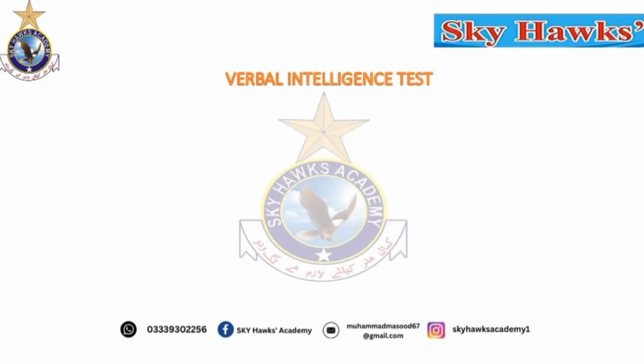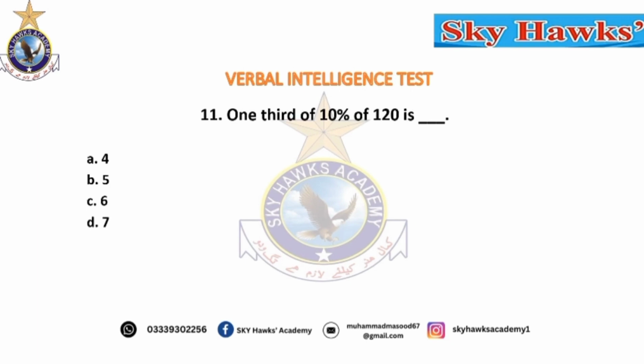Today we are going to start the third part of the intelligence test, and the question we have is: 1/3 of 10% of 120 is. The options are 4, 5, 6, 7. To find 1/3 of 10% of 120, we can break it down step by step, just like I told you in the previous class too.